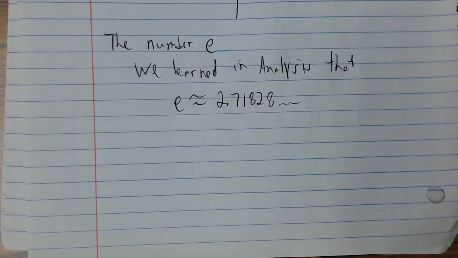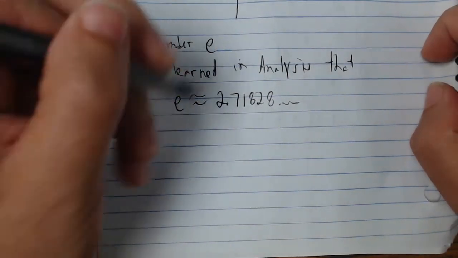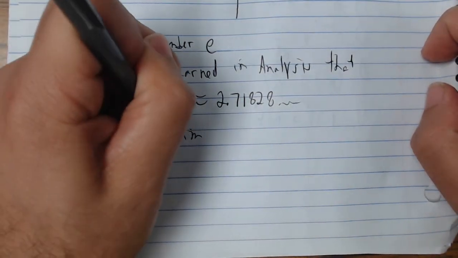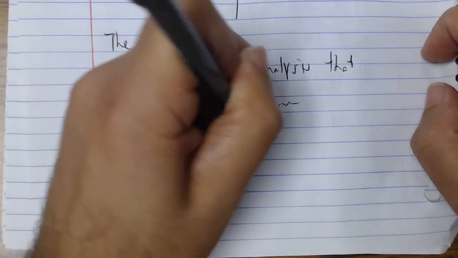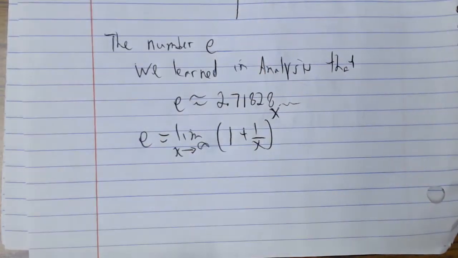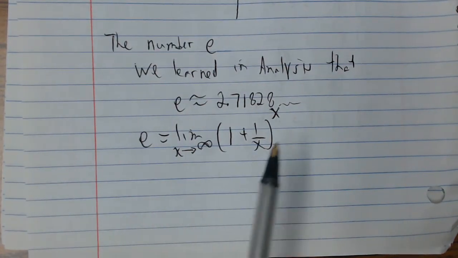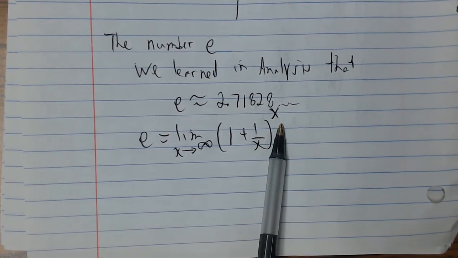Now, what I want to point out to you is how this number was discovered, because that's pretty much the more interesting part here. So, how did this number come about? In fact, e, by definition, is the limit as x goes to infinity of 1 plus 1 over x to the power of x. Which, if you look at this, you might say, well, that's weird, because based on your skills from analysis, you say, look, as x goes to infinity, doesn't 1 over x go to 0? So shouldn't this be 1 to the power of infinity? And the answer is no.